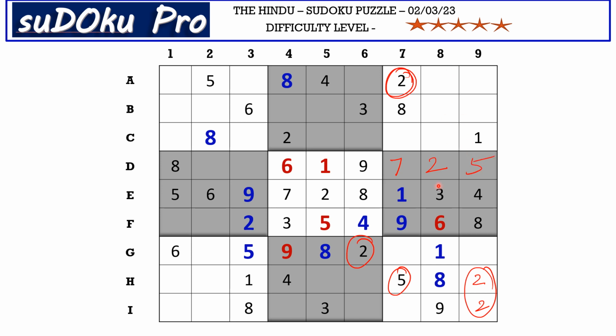Now in column 8 we have only 3 empty cells and the missing numbers are 4, 5 and 7. We have 4 and 5 blocking from A row. So A8 takes 7, 4 and 5 goes in these two cells.